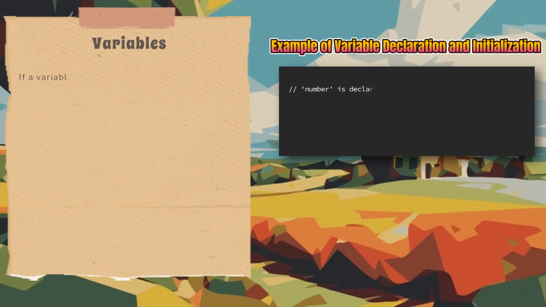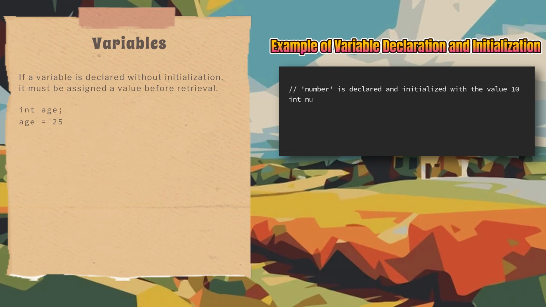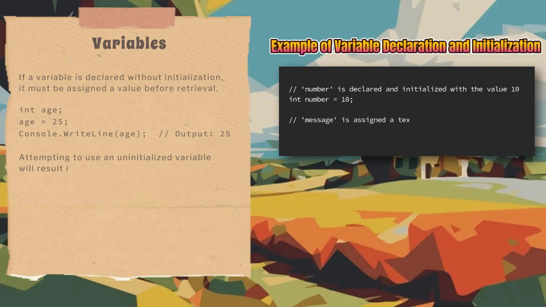If a variable is declared without initialization, it must be assigned a value before retrieval. Attempting to use an uninitialized variable will result in an error. To get the stored value, simply use the variable's name.